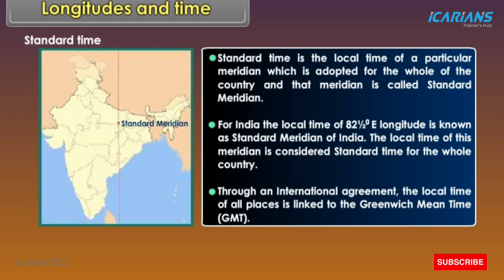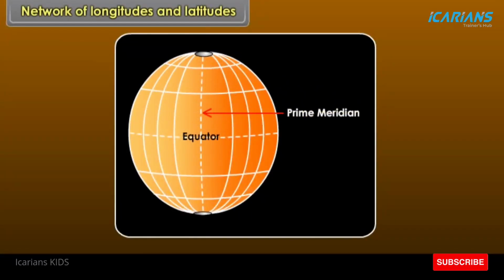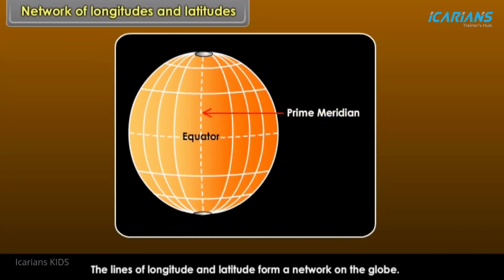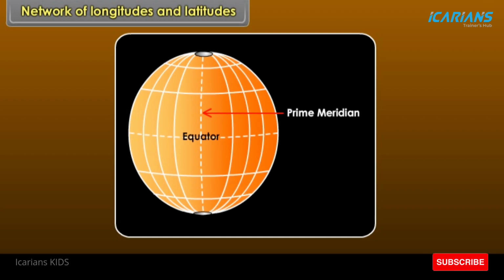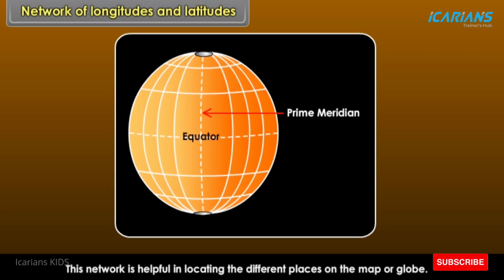Through an international agreement, the local time of all the places is linked to the Greenwich Mean Time, GMT, network of longitudes and latitudes. The lines of longitude and latitude form a network on the globe. The longitudes and latitudes intersect each other at right angles, forming a grid. This network is helpful in locating the different places on the map or globe.